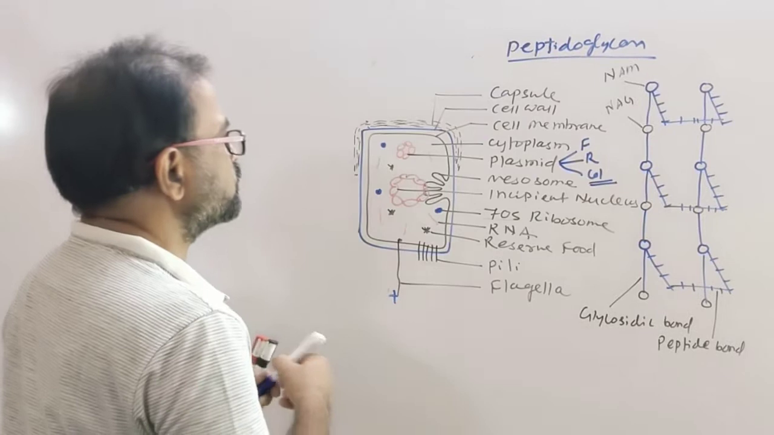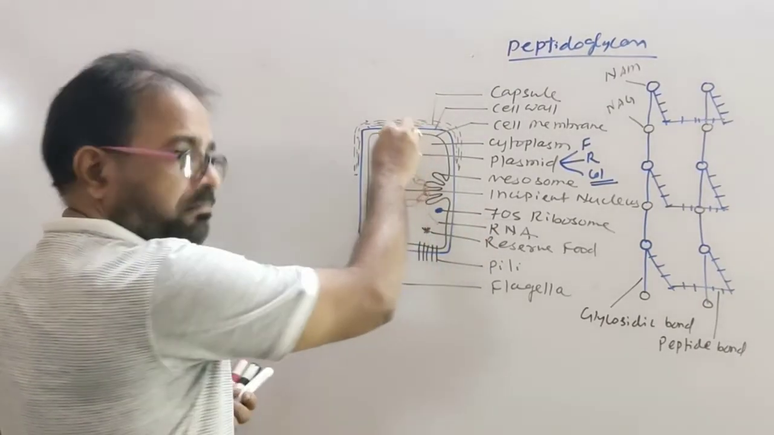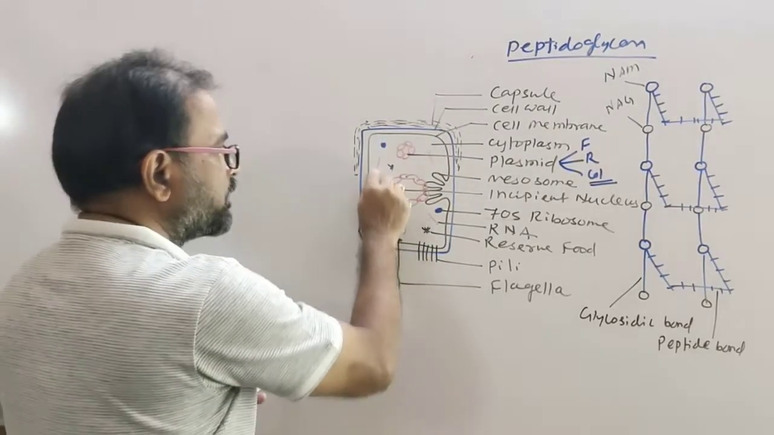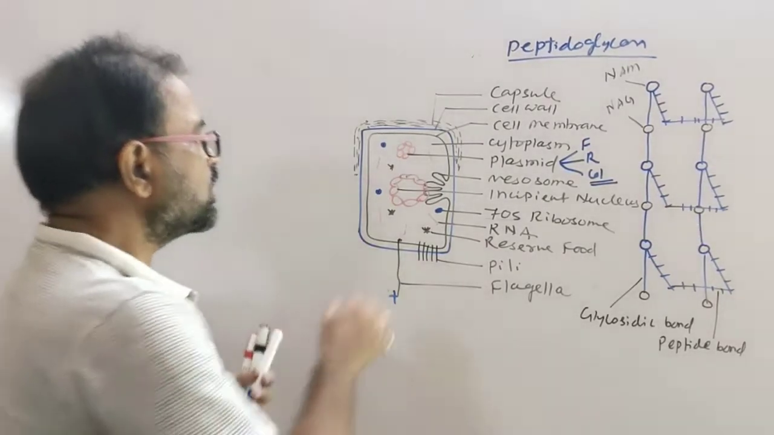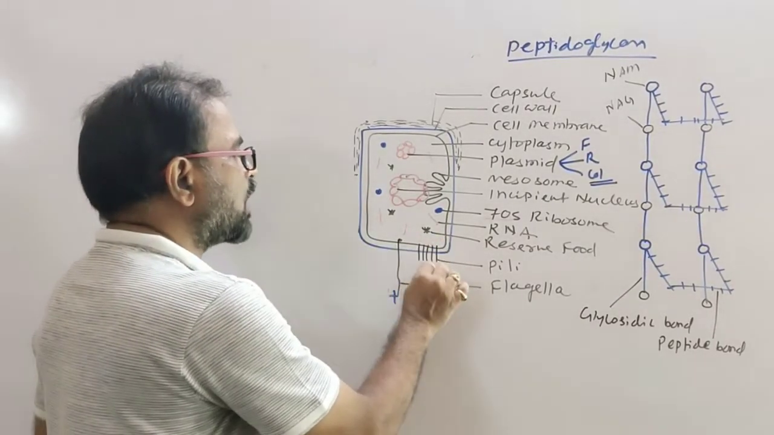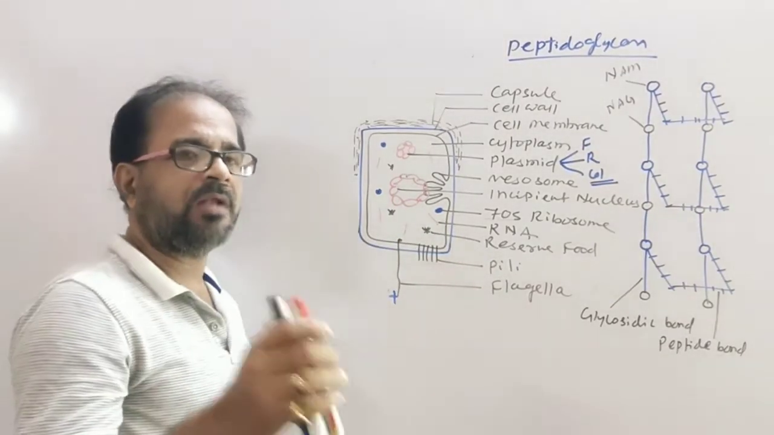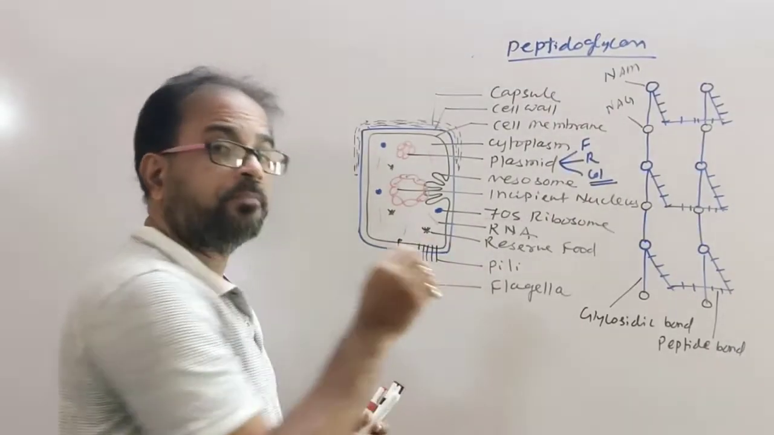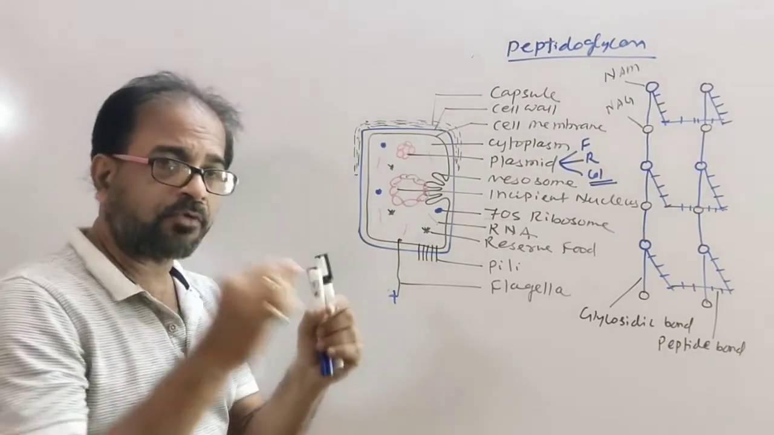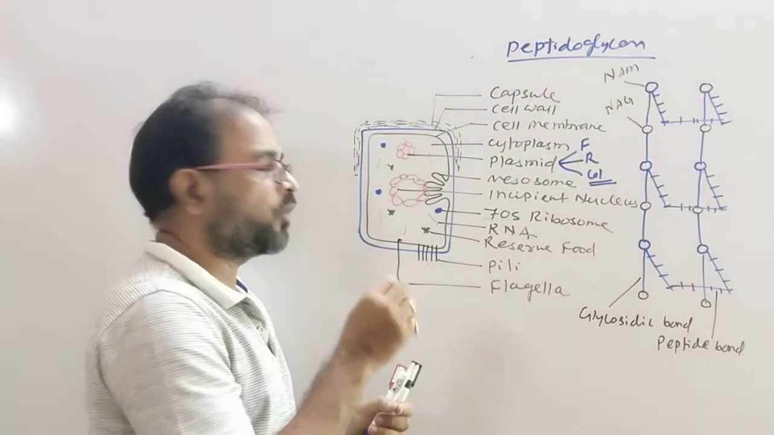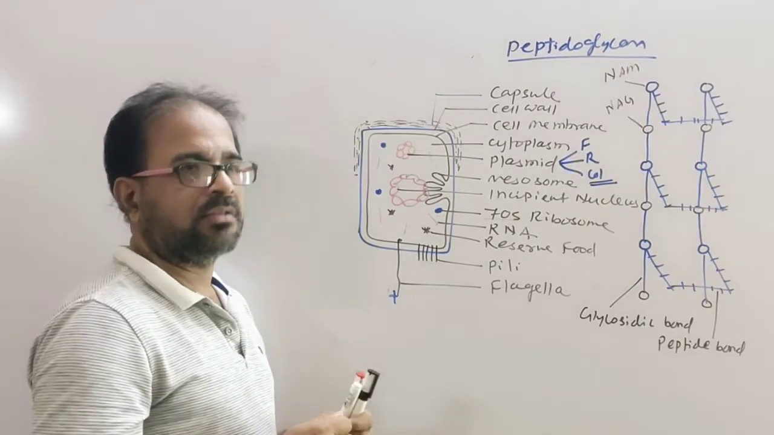The 70S ribosome is the site of protein synthesis. Incipient nucleus is present, plasmid may be present, and RNAs are present, and reserve food is present. Generally, the reserve food is glycogen. On the surface, a number of small appendages are found, called pili and fimbriae. The pili, composed of pilin protein, help in formation of the conjugation tube during sexual reproduction, whereas the fimbriae, also a smaller structure, help in attachment to objects.